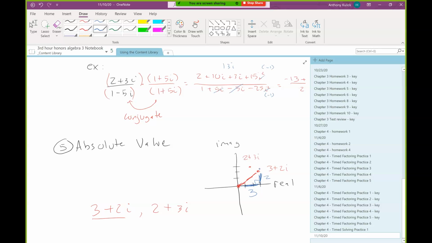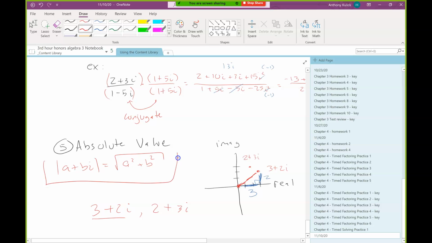So to consolidate this then, if I have a complex number, the absolute value is just the square root of a squared plus b squared. Because in this case, it's just like the hypotenuse of that right triangle, right? So it's just the Pythagorean theorem. Is everybody okay with that?